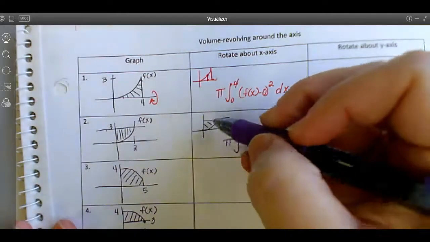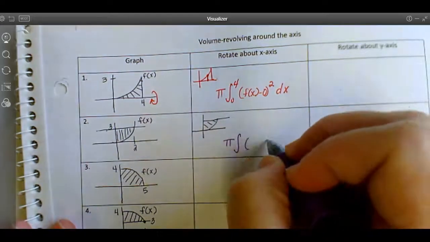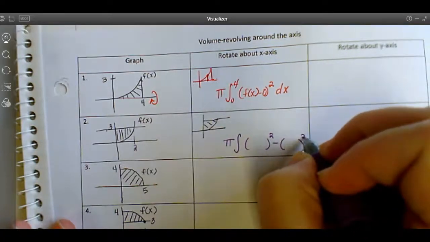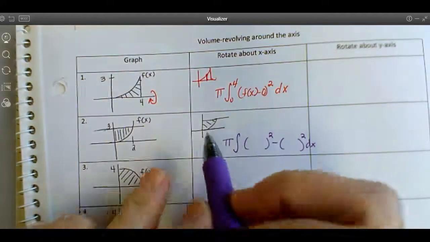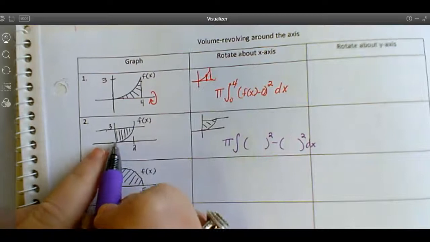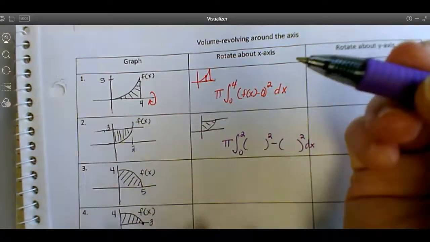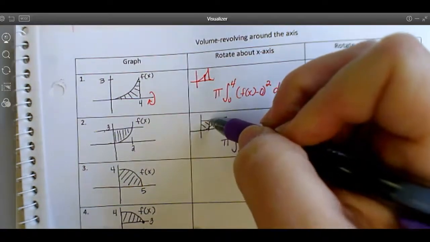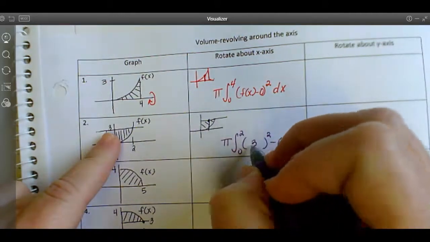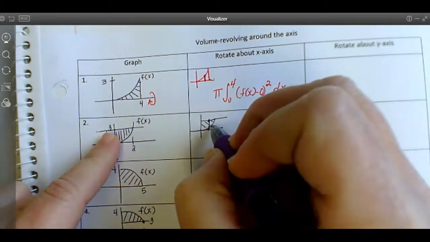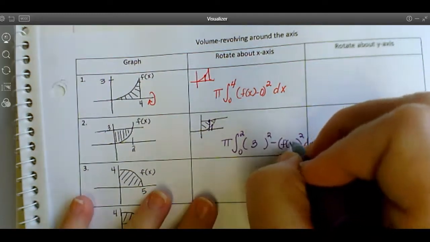So thinking about rotating this, there's actually a cylinder with this little part cut out of it, so that means it's going to be something squared minus something squared. Going around the x-axis, so we know we're in x's. And we're going to go from here to here, 0 to 2. Alright, so start from where you're rotating and go to the outside of the function. That's at 3, so that would be 3 minus 0, or just 3 squared. And then start from where you're rotating and go to the inside of the function, so that would be the function minus 0, or just the function squared.